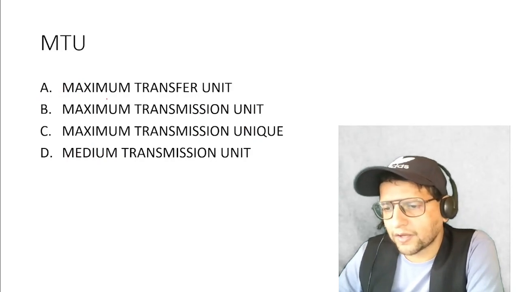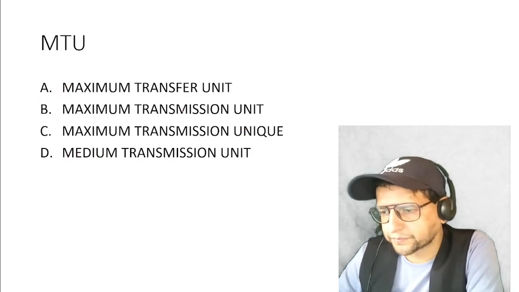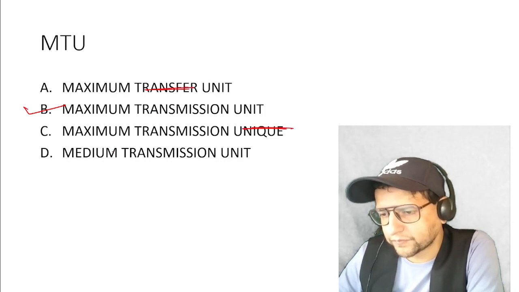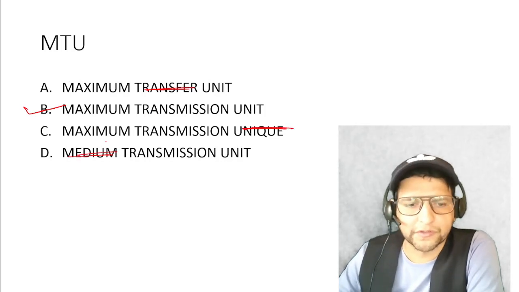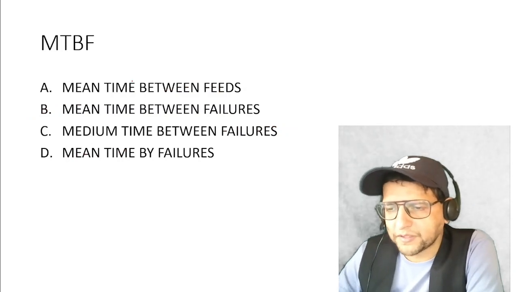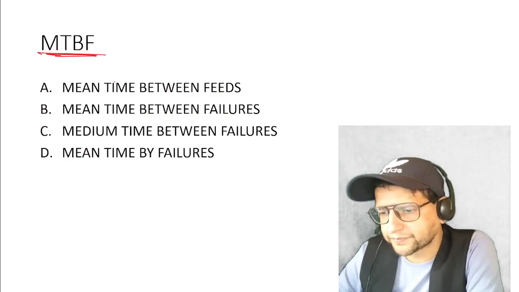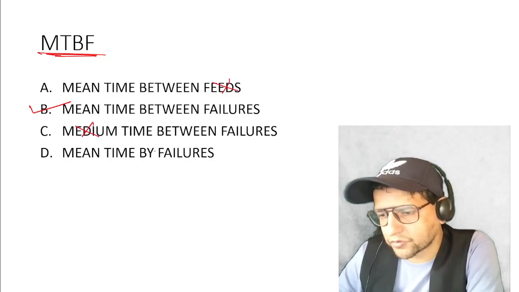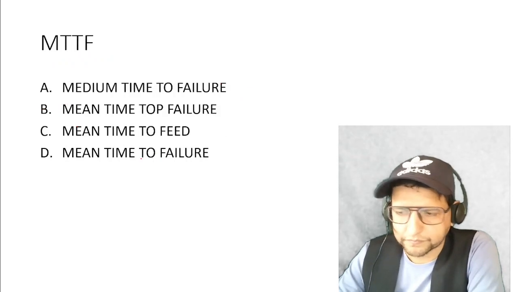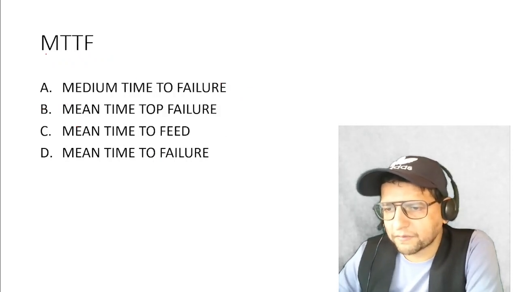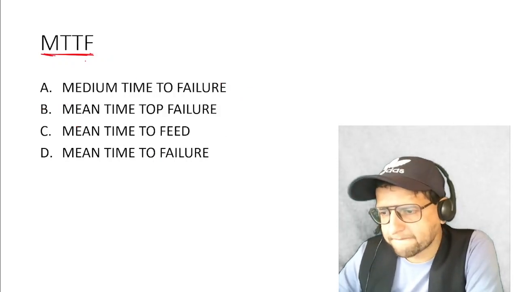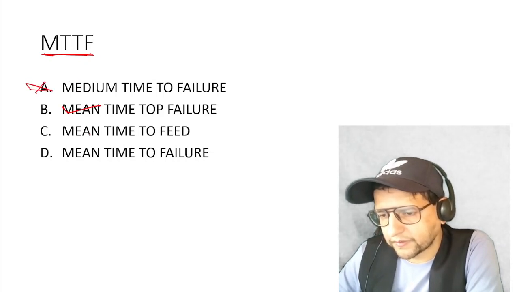MTU is your maximum transmission unit. It is not transfer unit, it is not unique, it's not medium, it's a maximum transmission unit. MTBF is mean time between failures. It's not feeds, it's not medium, it is not by. MTTF is mean time to failure. It's not medium, it's a mean time to failure, okay?